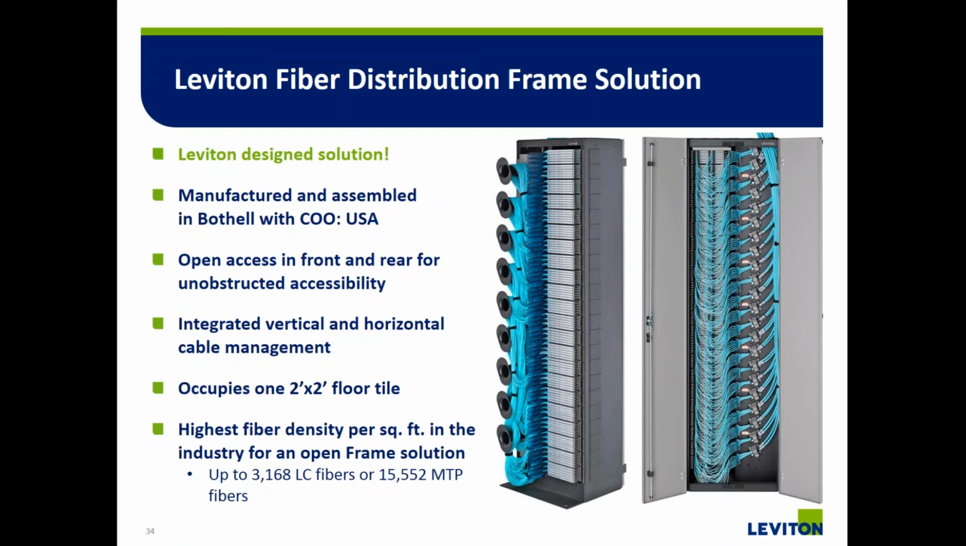The frame stands 7 feet tall and occupies one 2x2 floor tile space. Fiber density is 3,168 fibers for LC and 15,552 fibers for MTP or MPO connectivity. It is the highest density per square feet for an open frame solution.